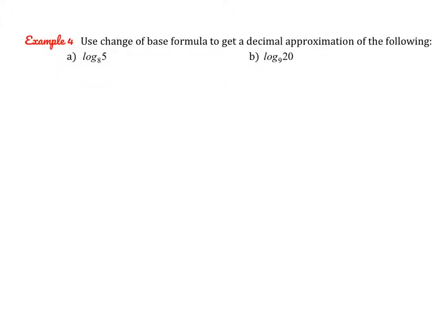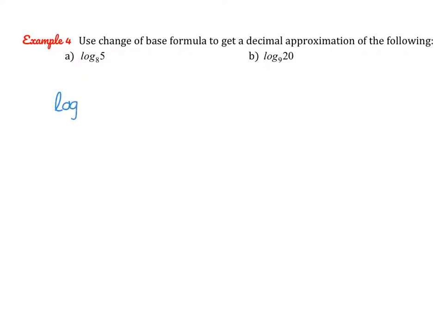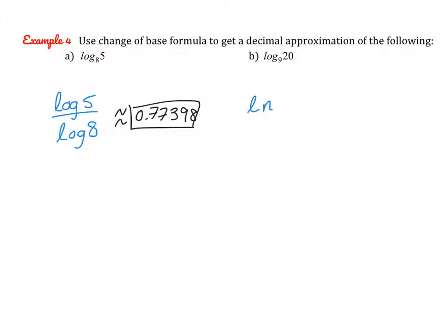So just real quick, I want to show you how this works. If you have log base 8 of 5 and you want a decimal approximation, you could just write this as log of 5 over log of 8. So that's common log of 5 over common log of 8, which just about any scientific calculator can do. And then we can get a decimal approximation. This one becomes approximately 0.77398.